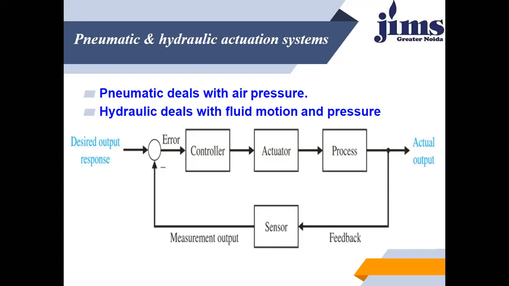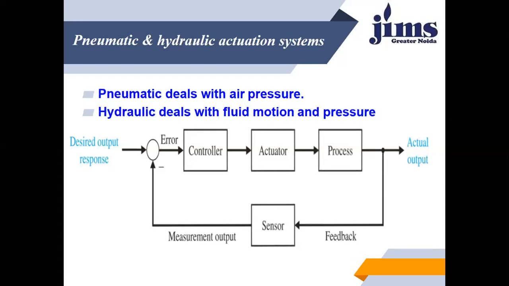This is what all automated systems are: closed loop control systems. So this is the desired output response we get after attaining the actual output that we had set. Now we should go for the next.